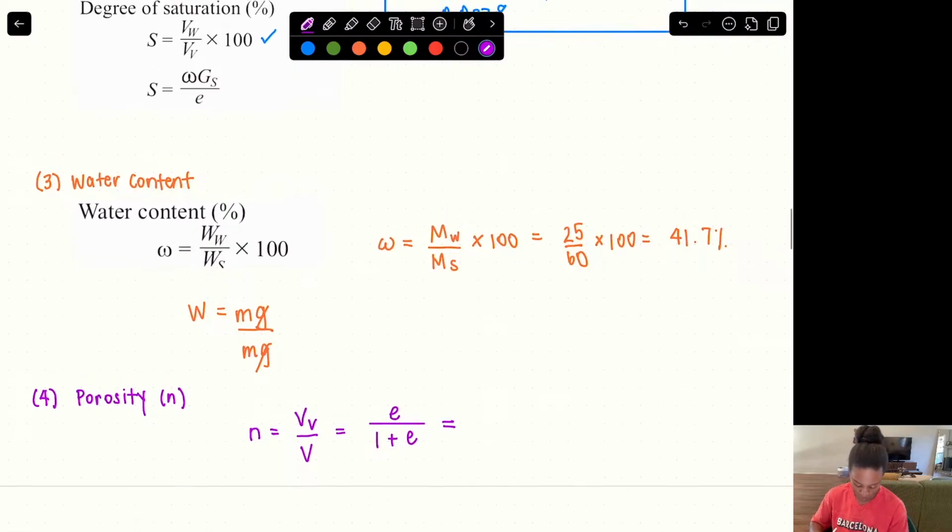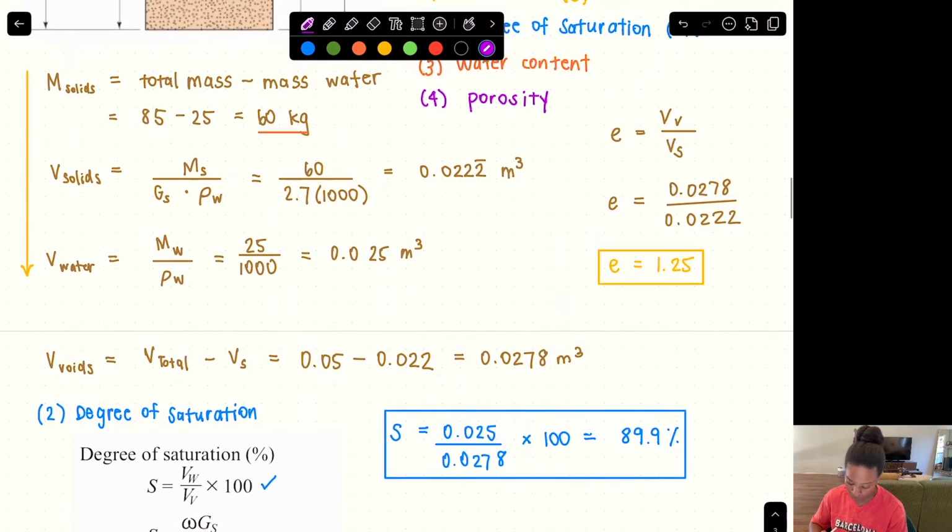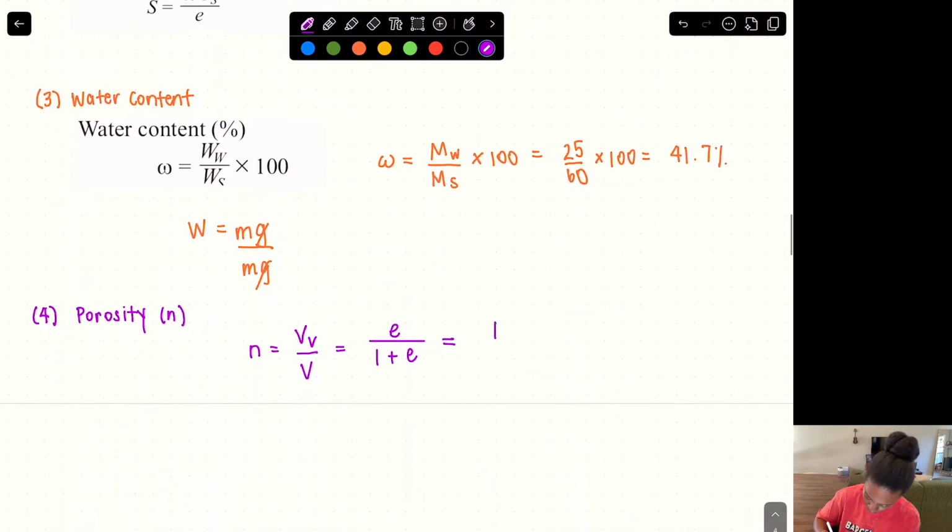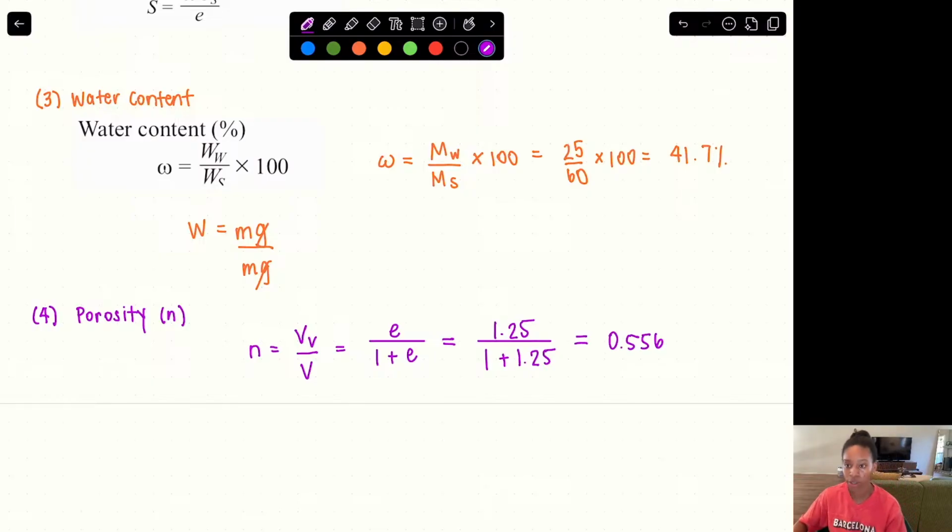Okay, so let's go ahead and use the void ratio. So we got 1.25 divided by 1 plus 1.25. No multiplying by 100 this time. So I'm getting 0.55. We'll round to third decimal. But again, this is a multiple choice exam, so you'll just pick from the best options given.